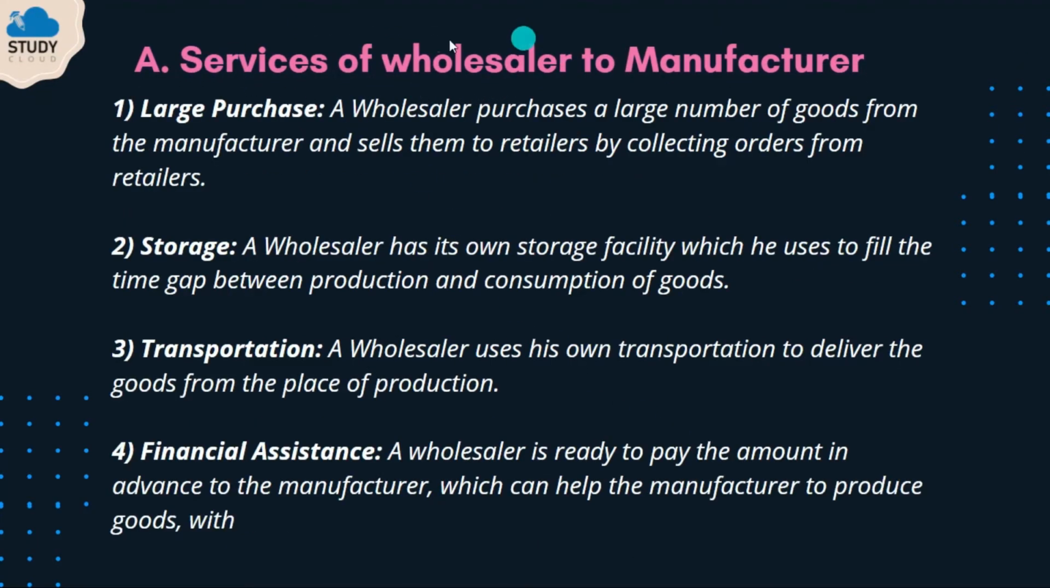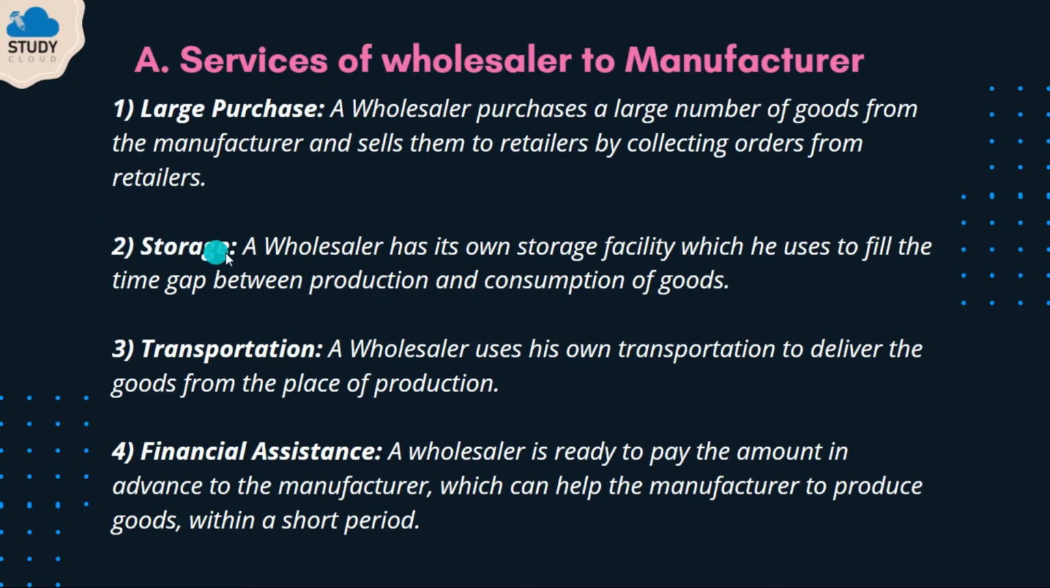Then further, services of a wholesaler to the manufacturer. A wholesaler provides services to manufacturers and to retailers. First we will see about manufacturers. First is large purchase. A wholesaler purchases a large number of goods from the manufacturer and sells them to retailers by collecting orders from retailers. So the first service that a wholesaler provides to the manufacturer is that they purchase goods in bulk from the producer or manufacturer and sell them further to the retailers.